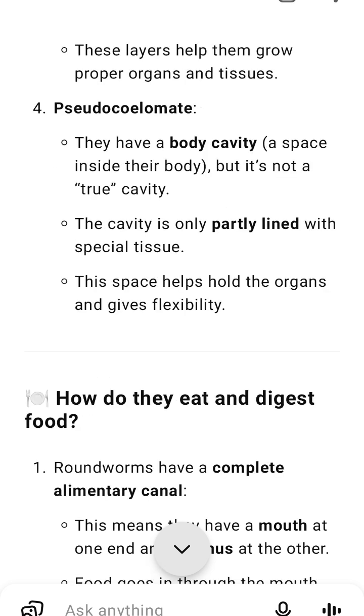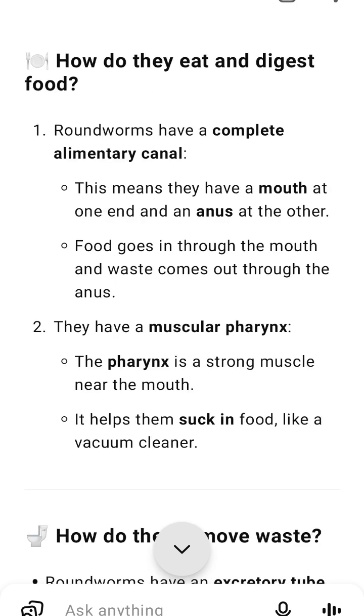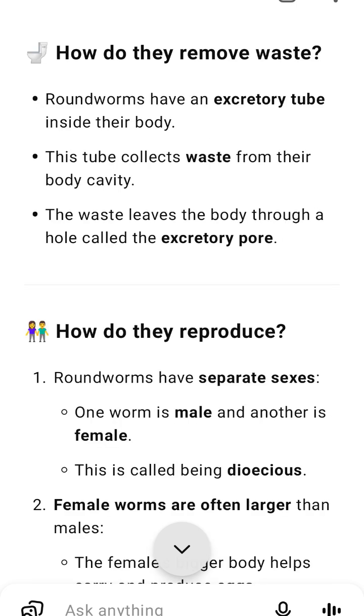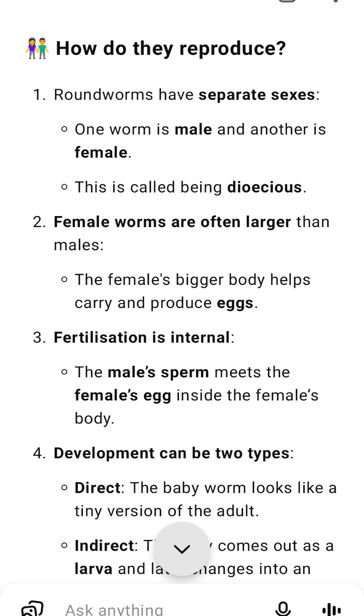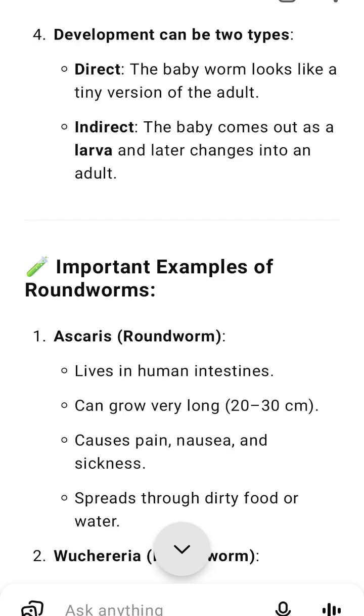Body cavity: fake cavity, not fully lined, called pseudocoelom. Digestive system has a mouth and anus. Muscular pharynx helps suck in food. Waste removal uses a tube. Reproduction: male and female are separate. Fertilization is inside. Development can be direct, baby equals tiny adult, or indirect.